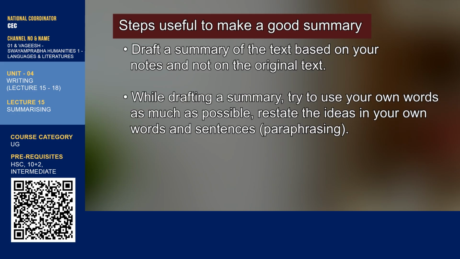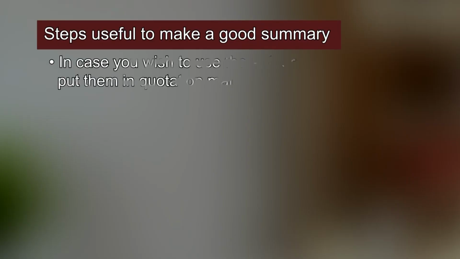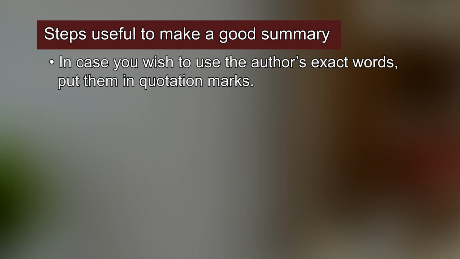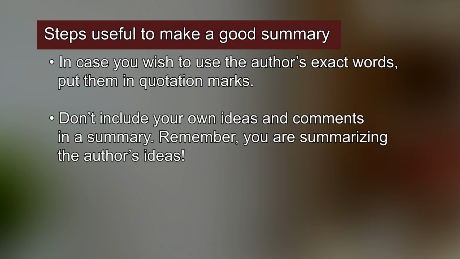This is called paraphrasing. This is an important aspect in the process of summarizing, as it helps to condense the ideas from the original text. In case you wish to use the author's own words, put them in quotation marks. Don't include your own ideas and comments in a summary. Remember, you are summarizing the author's ideas.